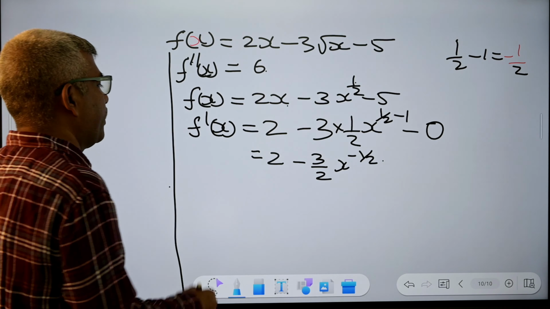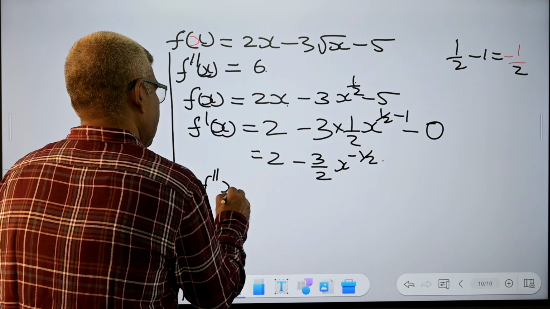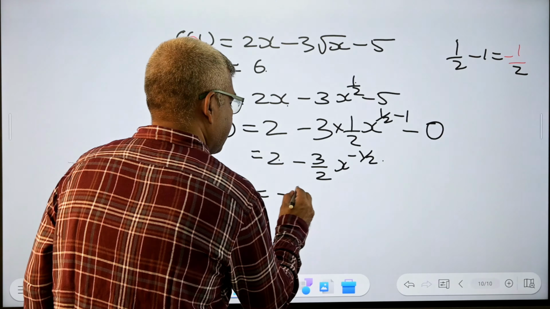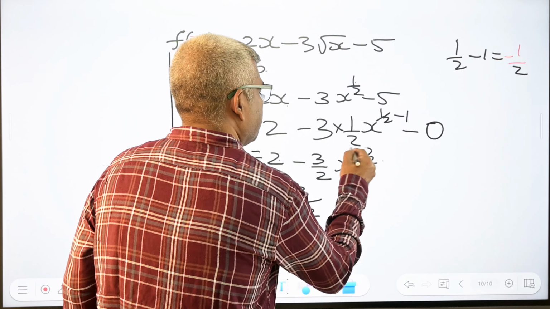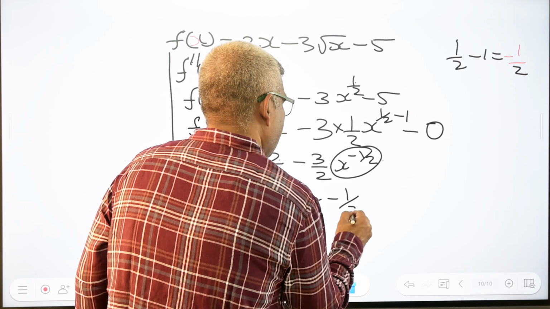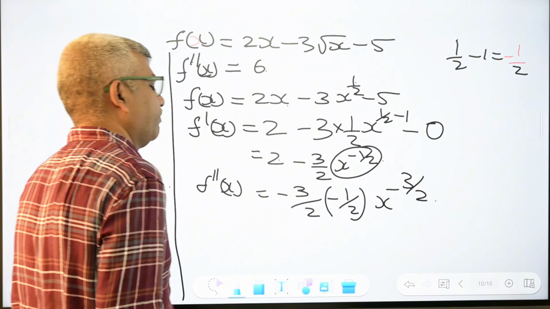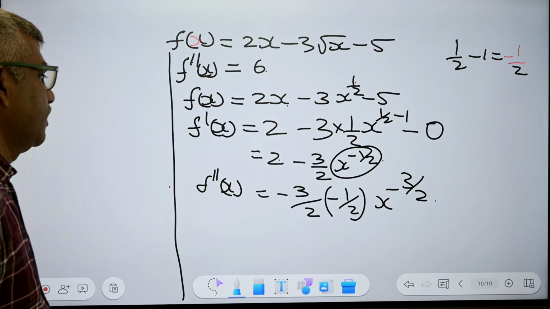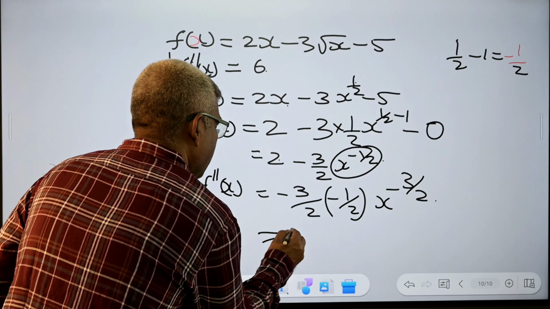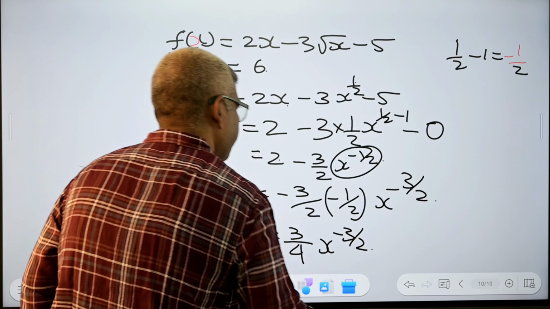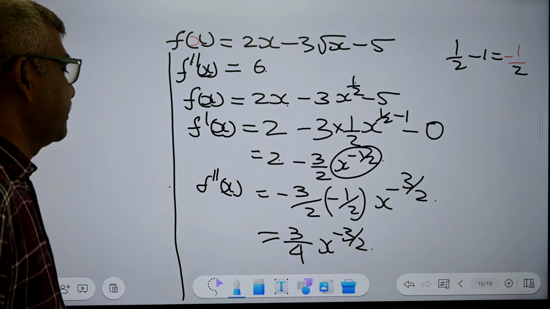Now f double dash x. How to do? 2, if you differentiate, is 0. Minus 3 by 2, x power minus 1 by 2, differentiate: minus 1 by 2 x power minus 3 by 2. So it is 3 by 4 x power minus 3 by 2. This is the f double dash x.